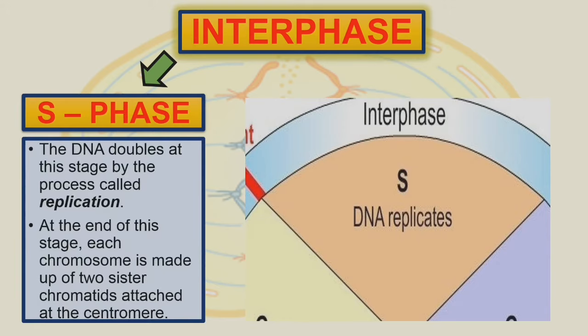The DNA doubles at this stage by the process called replication. At the end of this stage, each chromosome is made up of two sister chromatids attached at the centromere. So why is it important to duplicate the genetic material? So that the cells that will be produced will not have any abnormalities.